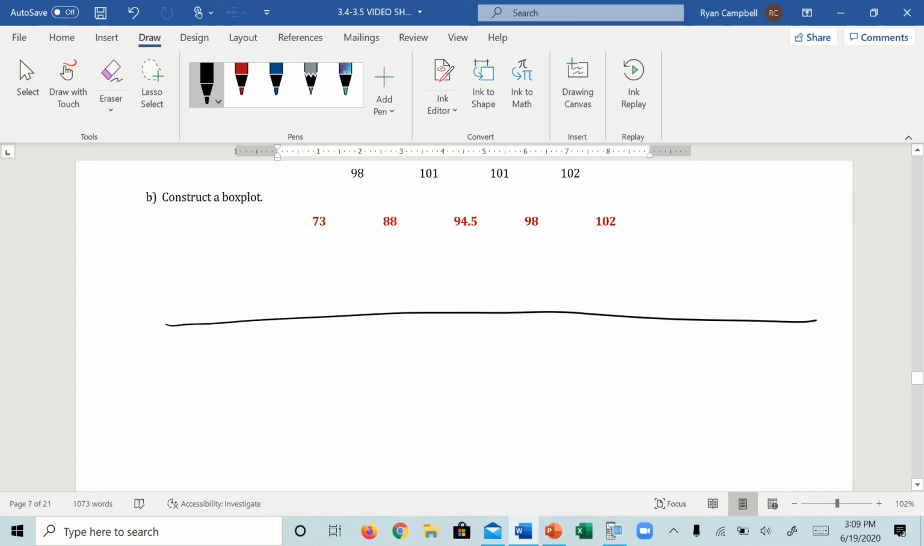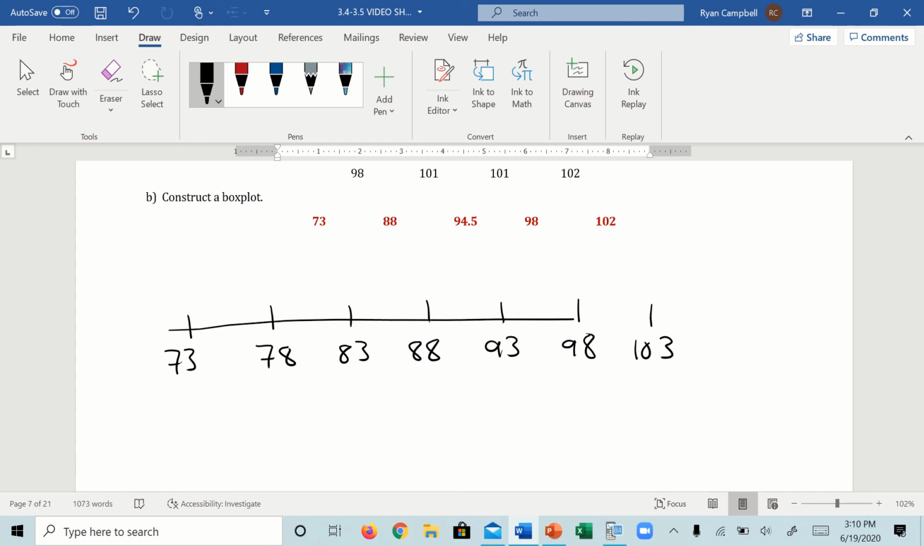So we can start with any number as long as it's no more than 73, right? So we can just start with 73, or we can start with 70, or whatever we want. Some people want to start with 73, so let's just start with 73. And we just need to go up by some increment, right? It could be 2s, 5s, 1s, whatever. So let's just go up by 5s. So 73, 78, 83, 88, 93, 98, 103. All right. And since 103 is more than 102, we're good. That's as far as we need to go.